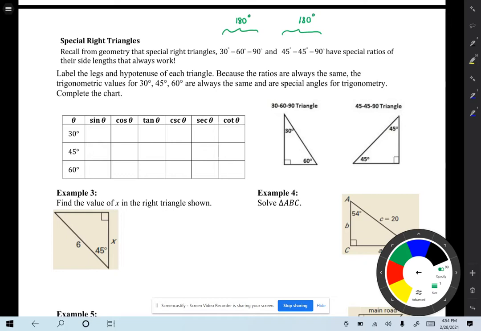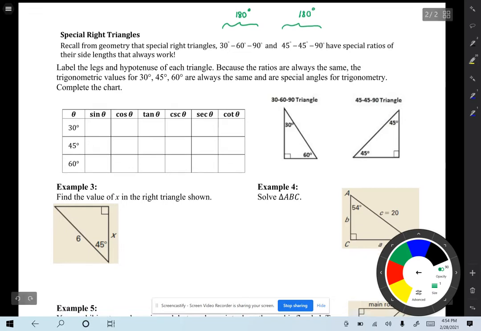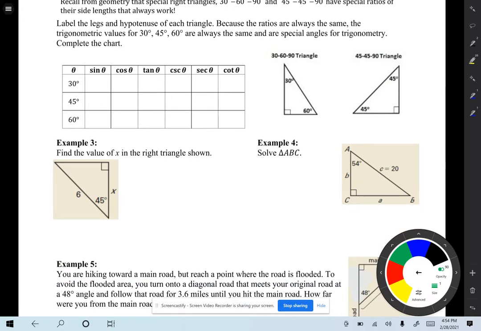So in a 30, 60, 90 triangle, the shortest side is the side across from 30 degrees. So here's 30 degrees, and the side across from it is always 1. The hypotenuse is twice that amount, so it's 2. And the one that's across from the 60 degrees is between the two sizes, between 1 and 2, and it happens to be exactly the square root of 3.